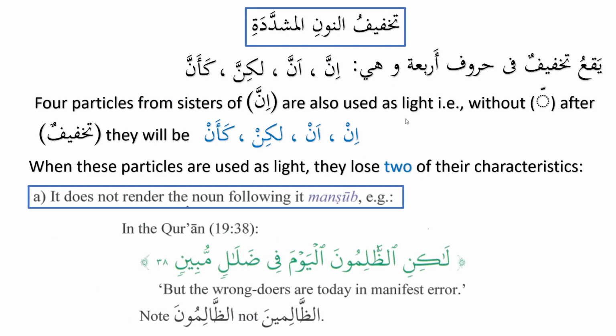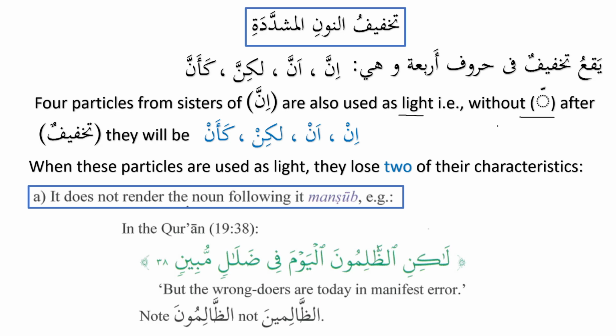A little bit more information. I know it's getting repetitive, because we have learned many times about inna wa akhawatuha, but this information is more important because this is something we need to focus on. تخفيف نون المشددة. يقع تخفيف في حروف أربعة وهي إن أن لكن and كأن. Four particles from the sisters of inna are also used as light. What does that mean? They are used without tashdid.